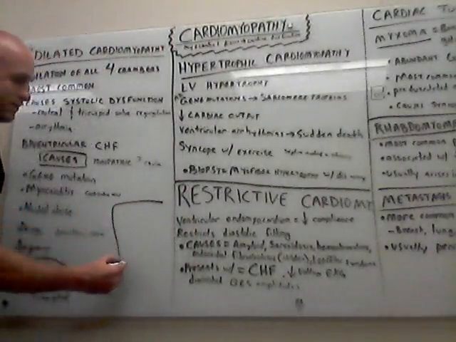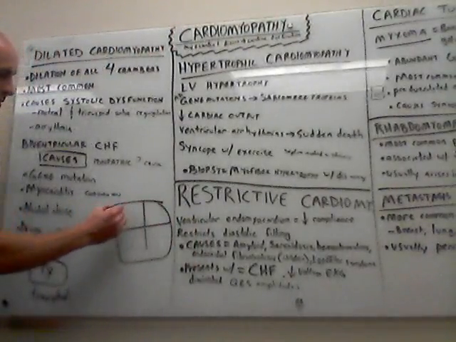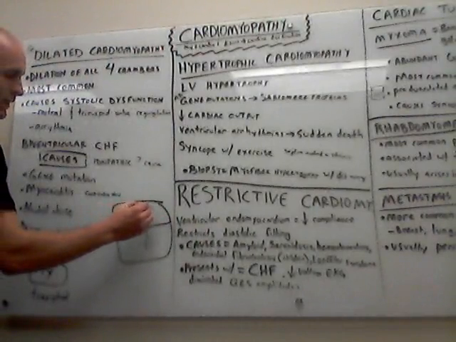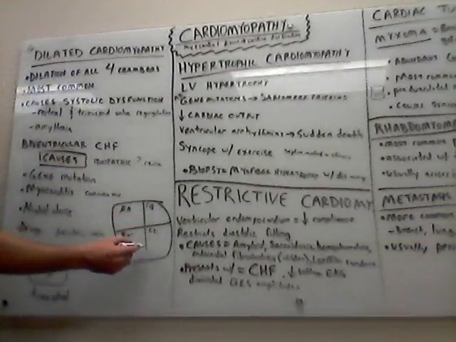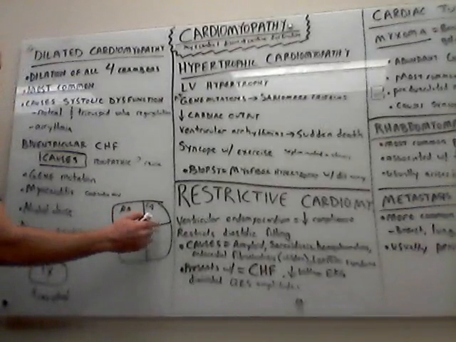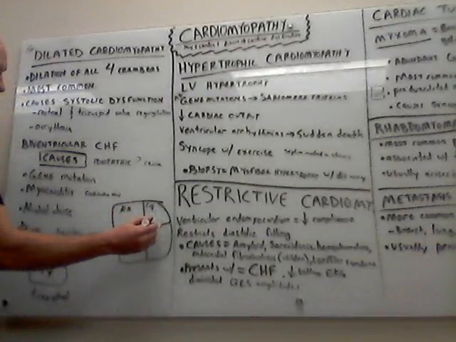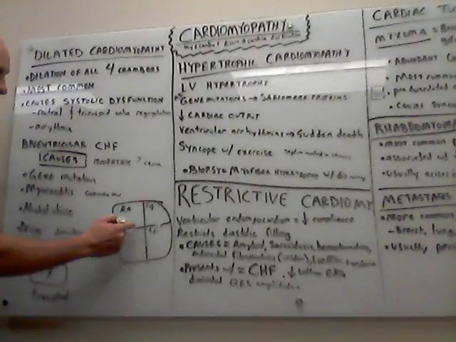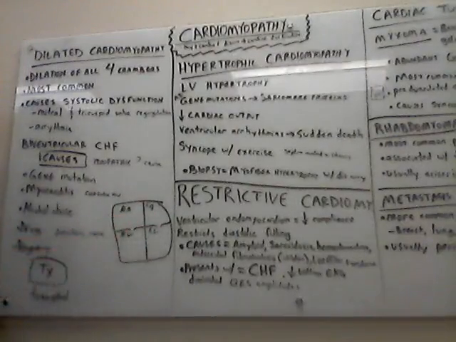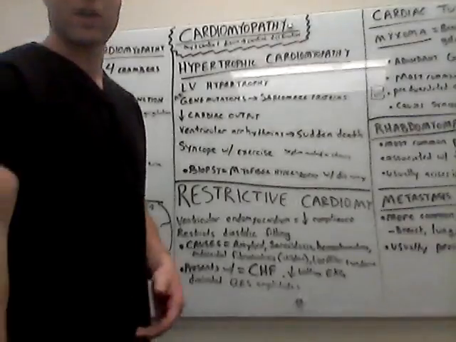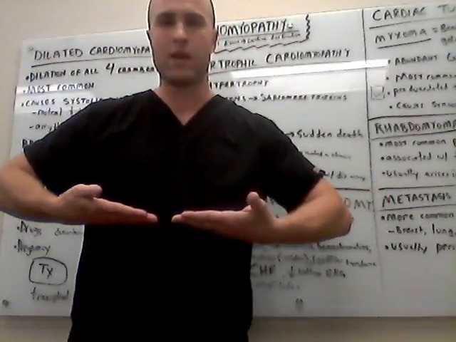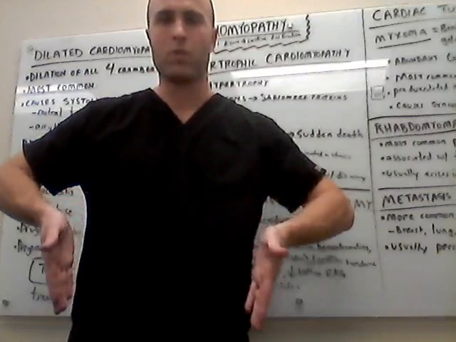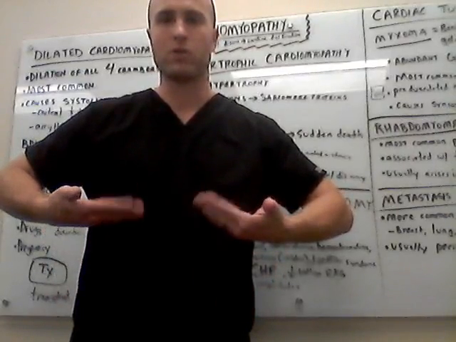So here's the heart. Right atrium, left atrium. Right ventricle, left ventricle. Now between here, right here is a valve, and right here is a valve. Now if this whole thing gets bigger, this is kind of what happens. So here's the valve, right? Now the heart's getting bigger. So when it opens, but when it goes to close, it doesn't touch.